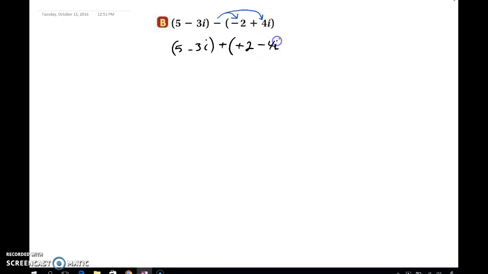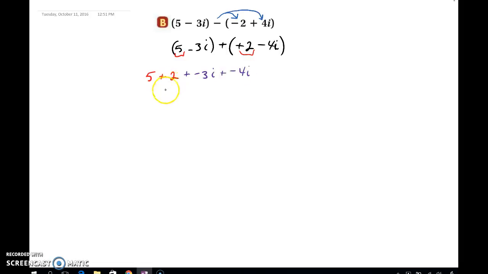All right, so the first thing that you need to do is distribute the negative sign in. And then we're going to add these. So we want to add our a's with our a's. So it becomes 5 plus 2. And then we want to combine our b's with our b's. So then it's plus negative 3i plus negative 4i. And then we combine our like terms.